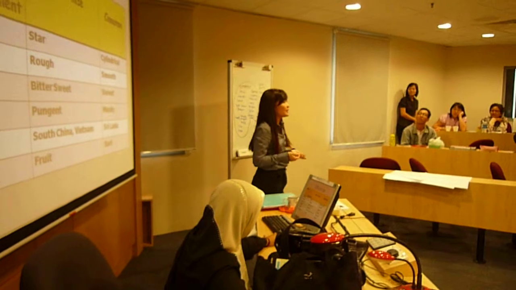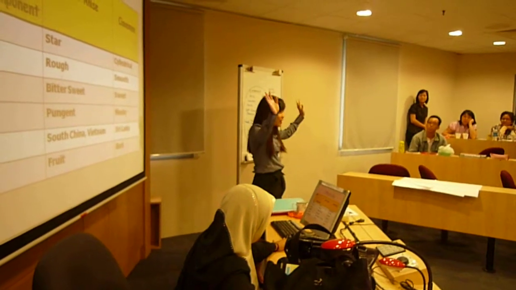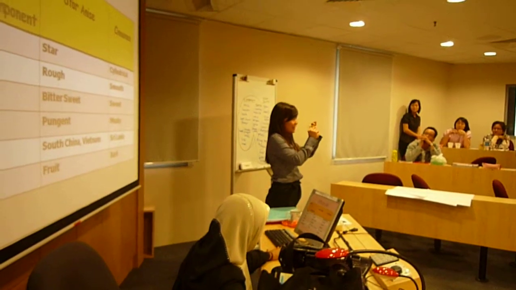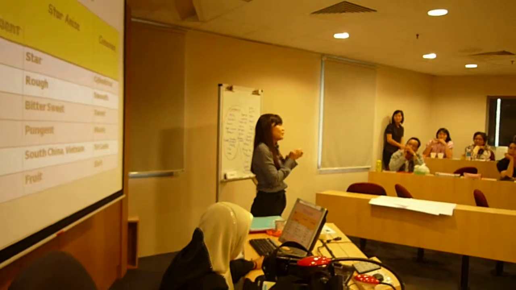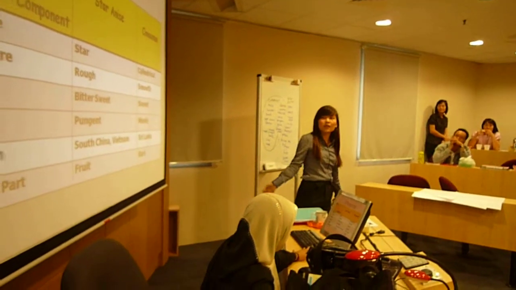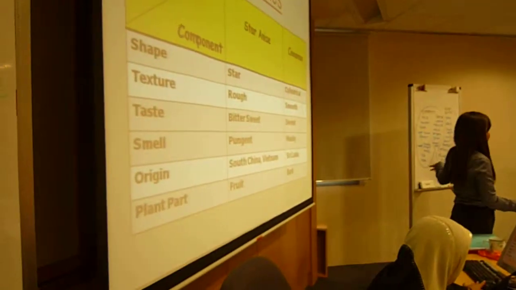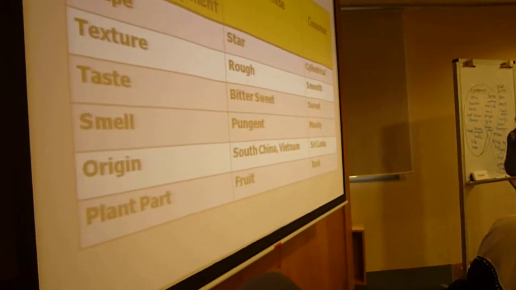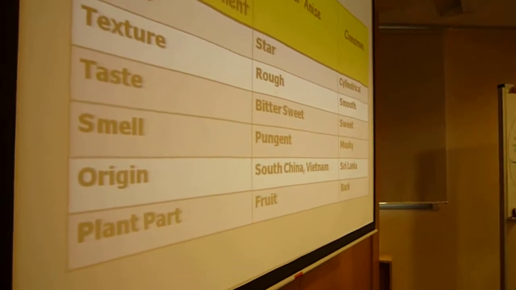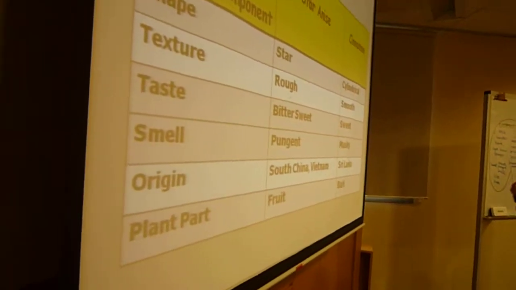The differences, we have come up with a table. Firstly, the shape. Star anise is a star shape, while cinnamon is cylindrical, like your love letters. The texture of star anise is slightly rough, not as smooth as cinnamon, and the taste is bittersweet while cinnamon is sweet. The smell is very pungent, like some of you have mentioned, while cinnamon is very musky, a very soothing feeling. The origin is South China, Vietnam, and Sri Lanka, and the plant part is the fruit and the bark.